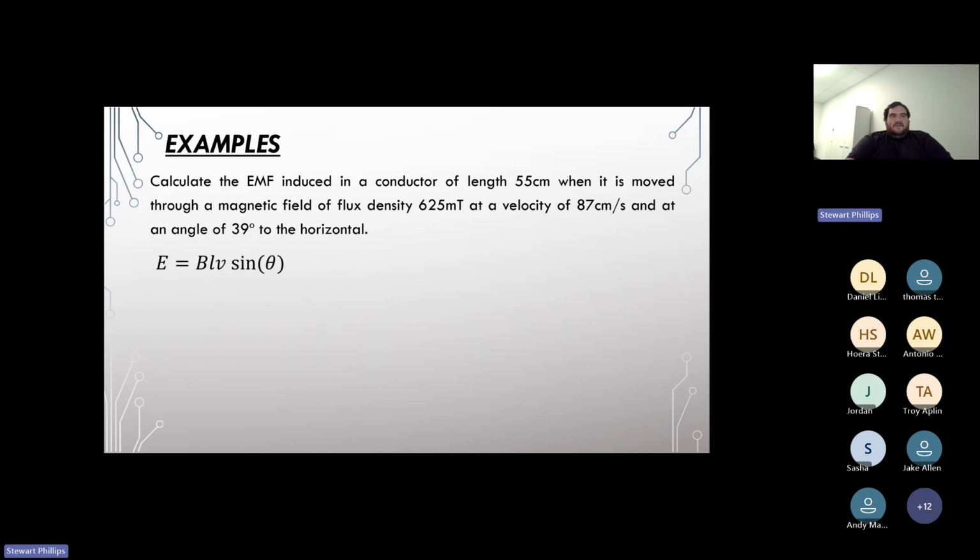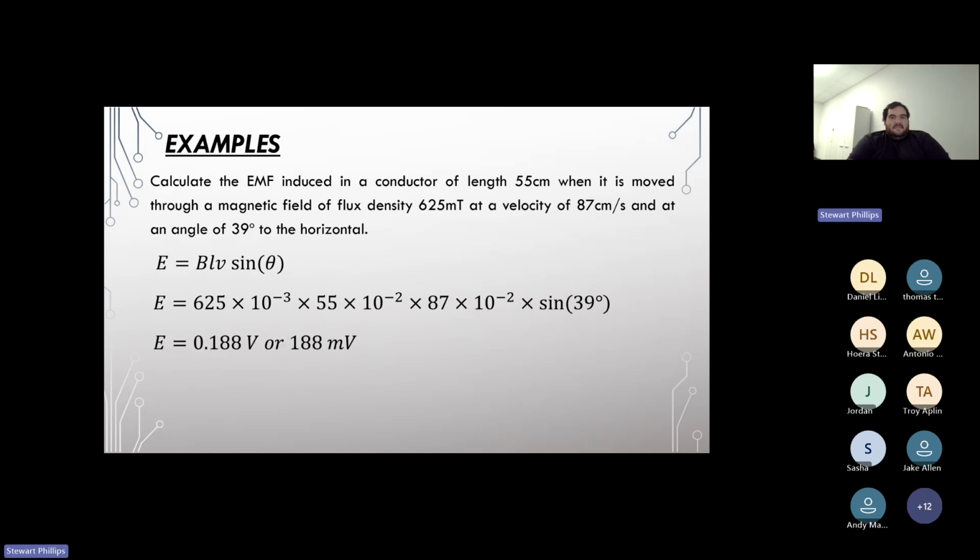We go over our formula again. So we have E equals BLV sine of theta, which gives us 625 times 10 to the negative 3, 55 times 10 to the negative 2, and 87 times 10 to the negative 2 times sine 39 degrees. This then gives us 0.188 or 188 millivolts.